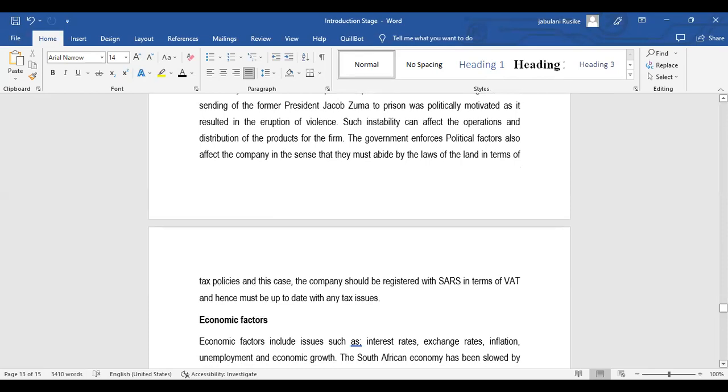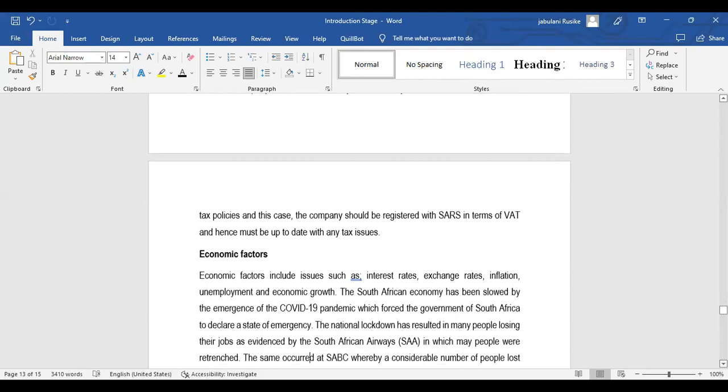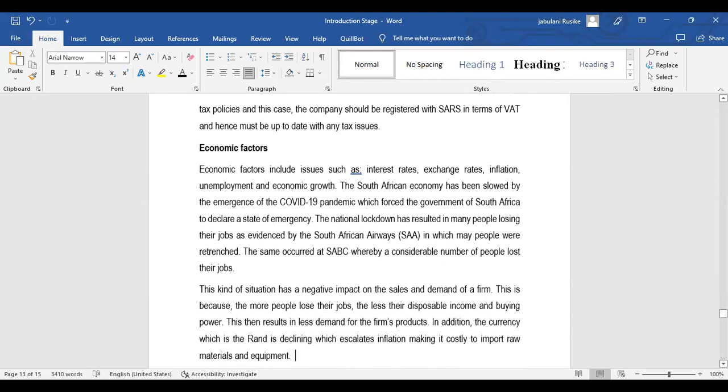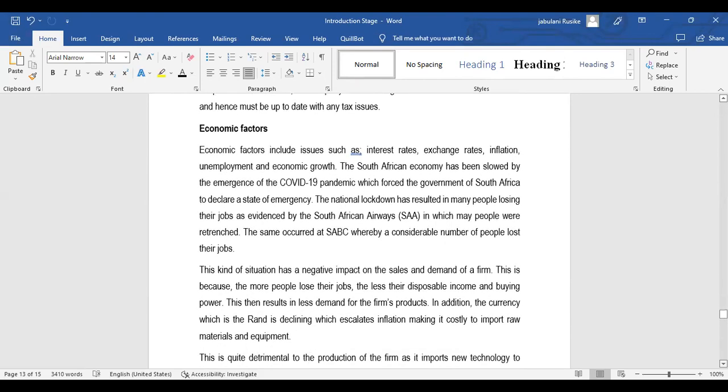that you can think of. There are plenty of them. And then there's also the economic factors. Now, in terms of the economic factors, these are issues that include interest rates, exchange rates, inflation, unemployment, and what? And economic growth. Now, as you all know, the emergence of the COVID-19 pandemic has also affected the economic growth of the organization, or I mean of the country.